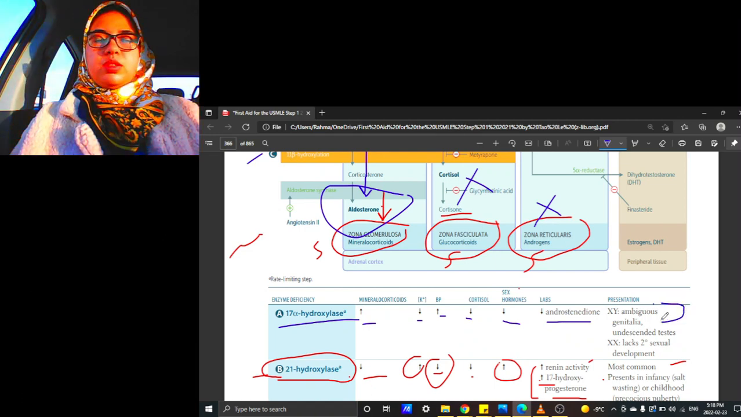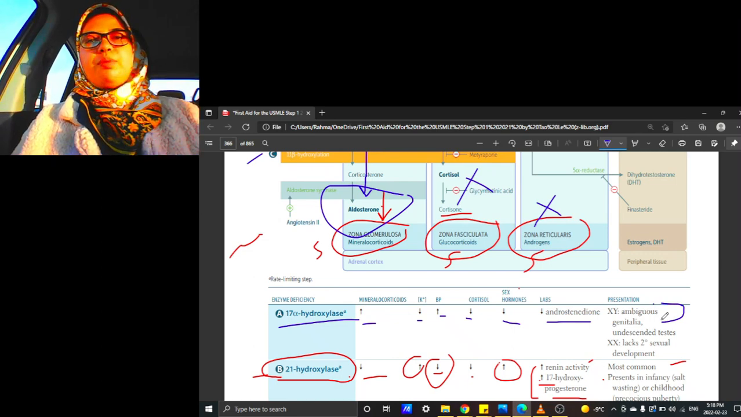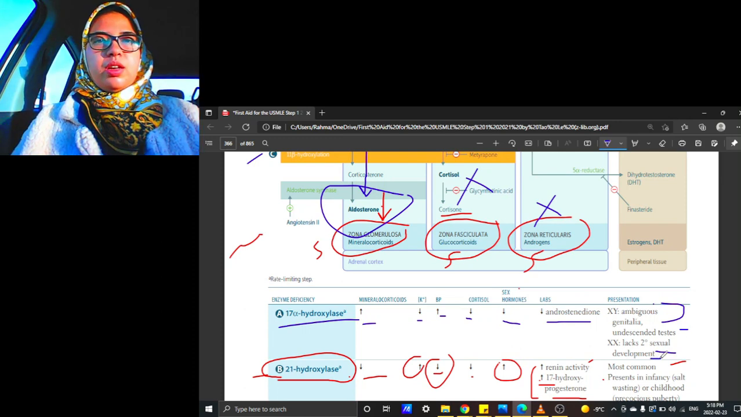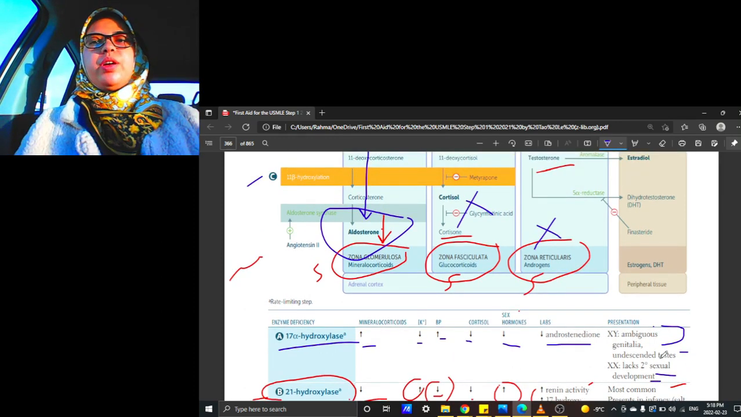The male needs to react and respond to testosterone while it's developing so you can get that proper phenotype. If that's not happening, if it's male, you're going to get ambiguous genitalia and even undescended testes. In the female, you're going to have lacking of sexual development, secondary sexual development. Those are the development of the breasts.